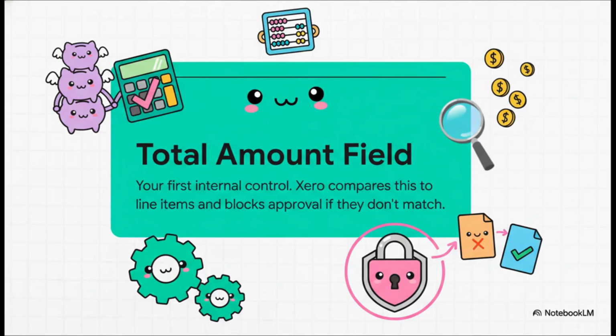I want you to think of this total field as more than just a box to fill in. See it as your first line of defense, your first internal control. By entering the invoice total right at the top, you're setting a target. If the line items you enter below don't add up to that exact amount, Xero won't even let you approve the bill. It's like having a built-in safety check that stops costly mistakes right in their tracks.